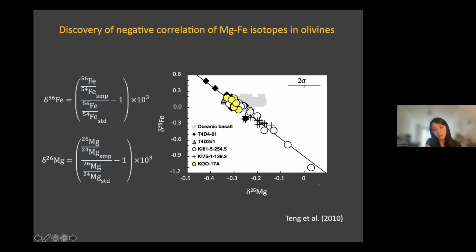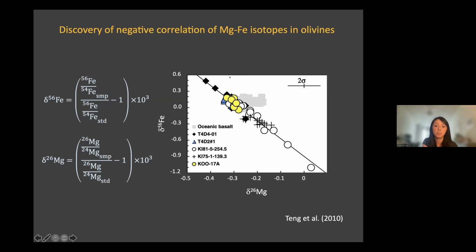Whereas for magnesium data, we'll be plotting del 26 magnesium, and that is just the 26/24 ratio in the sample relative to a standard. And that relative difference is multiplied by a factor of 1,000. And in the background here, you see data for oceanic basalt. So for del 56 iron, it plots close to 0, which means that oceanic basalts have an isotope composition that is close to the standard that we all use.